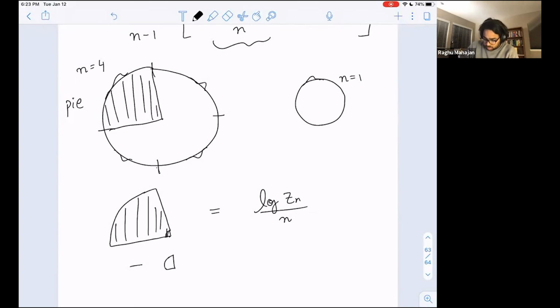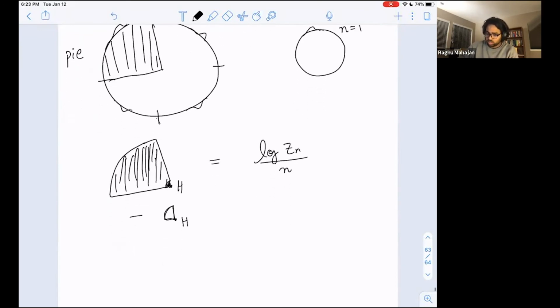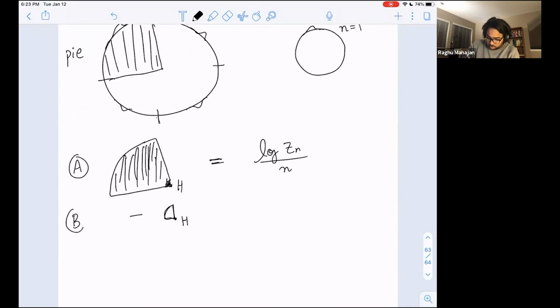So we add this little piece and subtract the conical deficit, just near the horizon. So this is the horizon, we subtract this. So log Zn over n is equal to the term A minus the term B. But we also have negative log of Z1. And the angle here is 2 pi over n, this angle. We've added and subtracted a conical deficit.